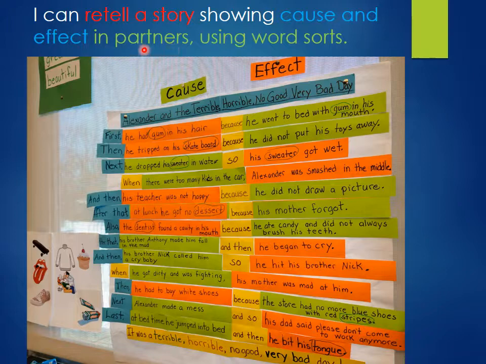The students worked in partners and they used word sorts or sentence sorts. And here you can see the visual, how they worked together to retell the story of Alexander and the Terrible, Horrible, No Good, Very Bad Day, showing which sentences were the cause and which sentences were the effect, and how to put the connecting word correctly between the 2 parts to show a logical cause and effect sentence structure.